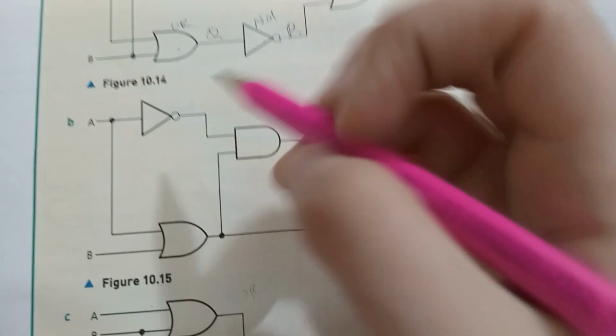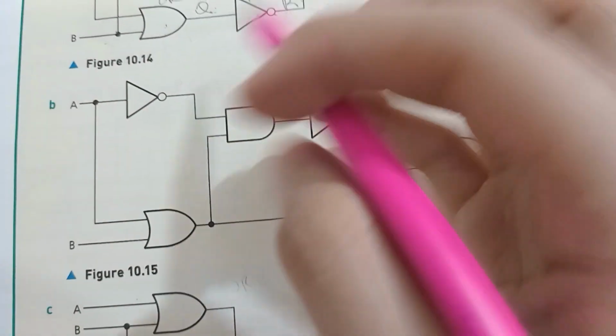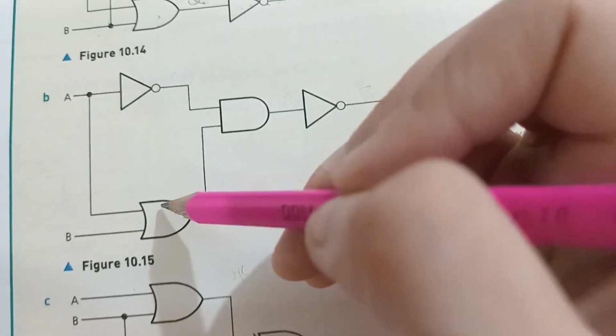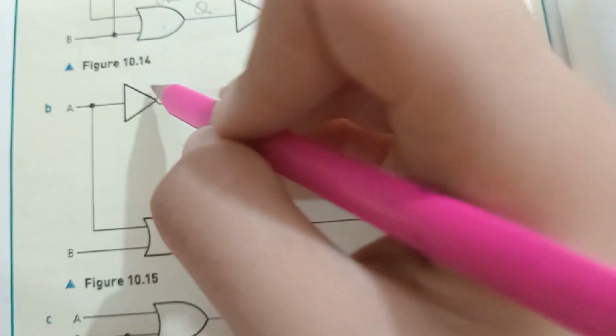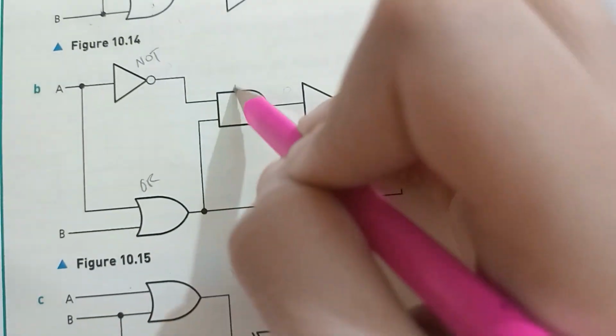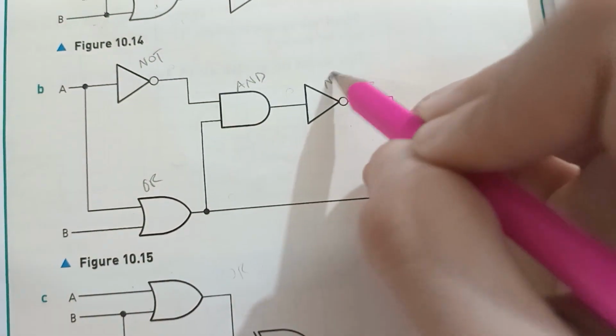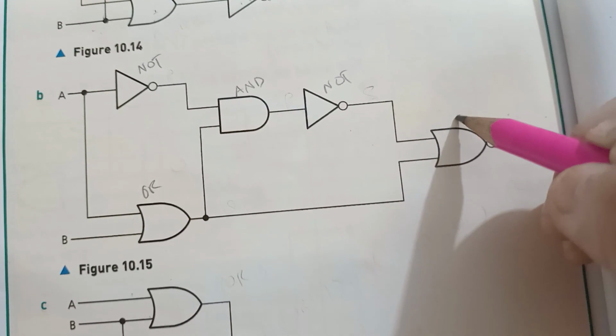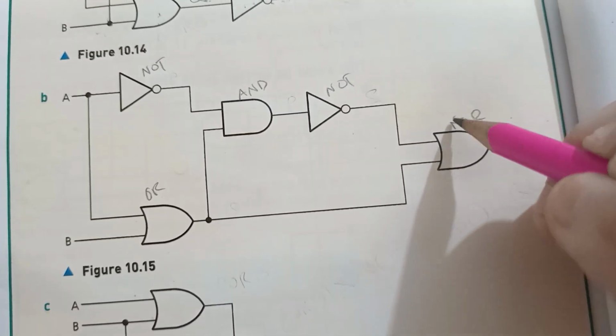Here you go with part B. First of all, I'll write all the inputs. I will see the names of the gates. I'll identify the gates and then write them. This is NOT gate, this is OR gate, this is AND gate, this is NOT gate, and this is NOR gate. Yes, this is NOR gate.